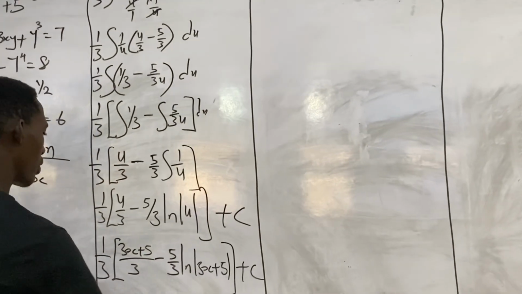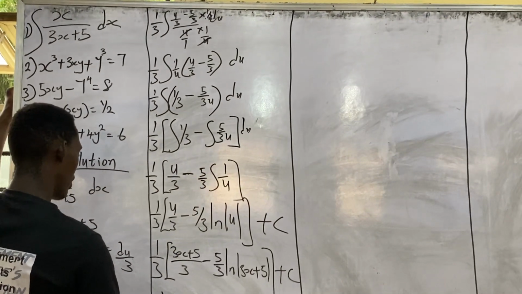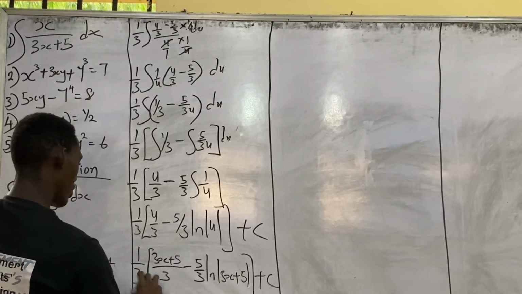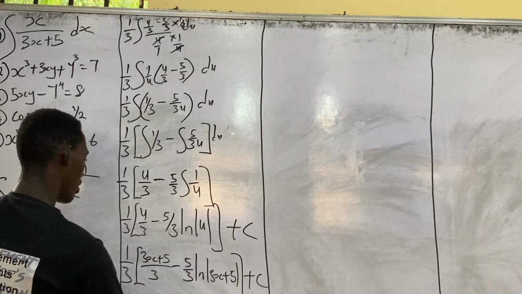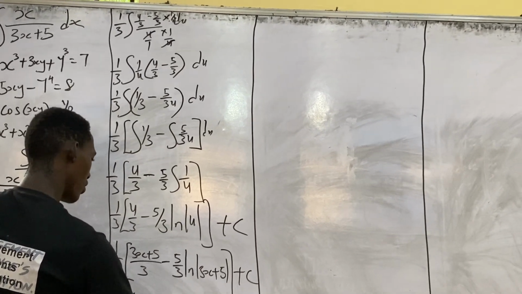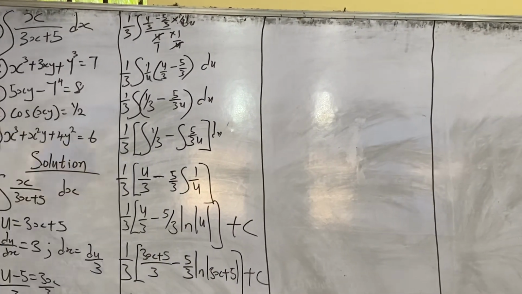So let's do it this way. You can leave this as our final answer, or if you choose to expand, this will give us 1 over 9 in bracket 3x plus 5 minus 5 over 9 ln of 3x plus 5 plus c. So this should be our final answer.